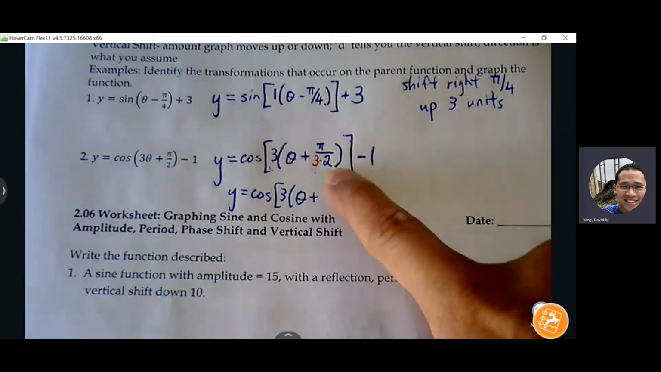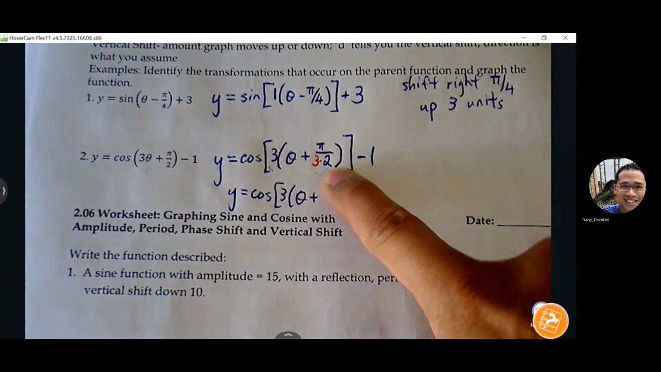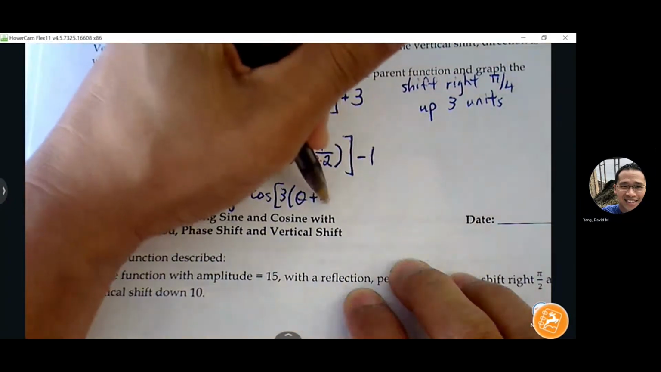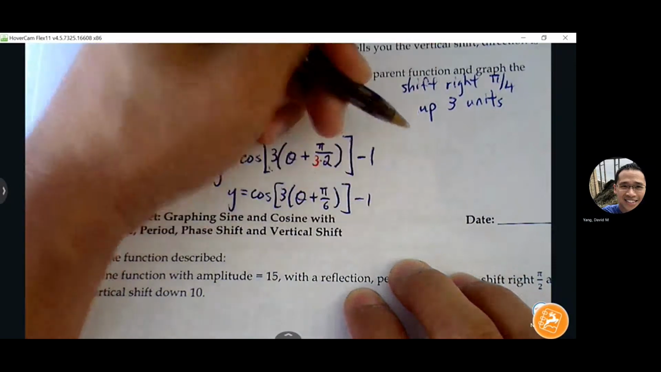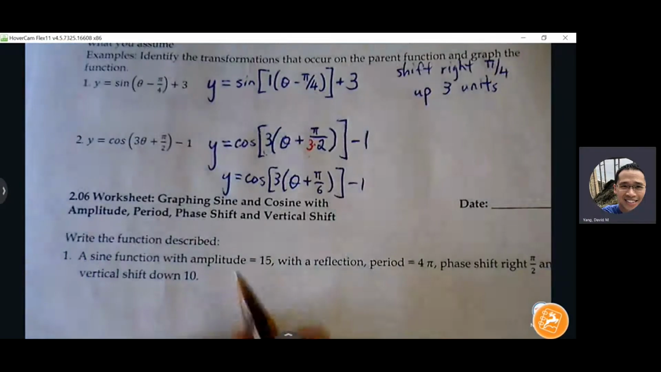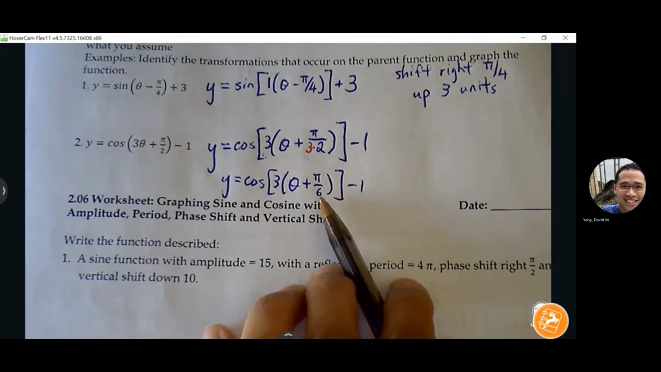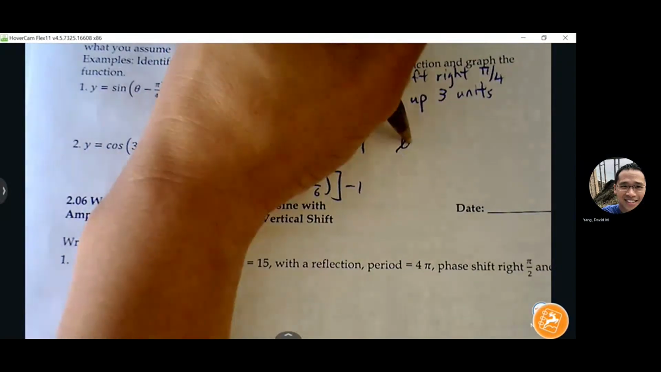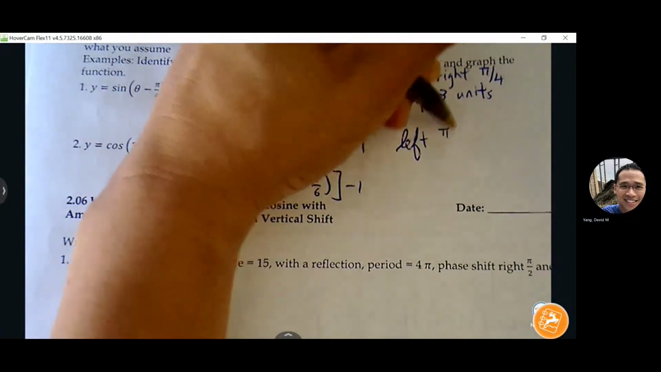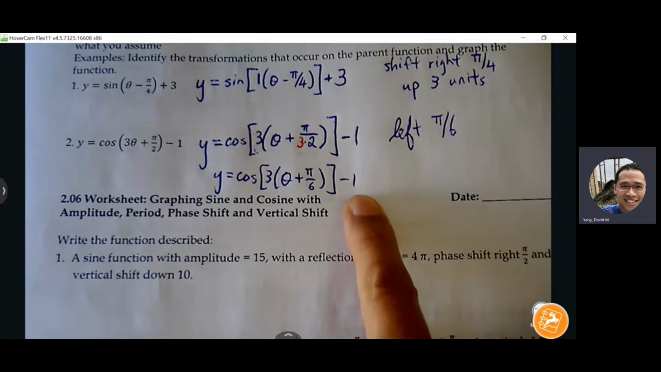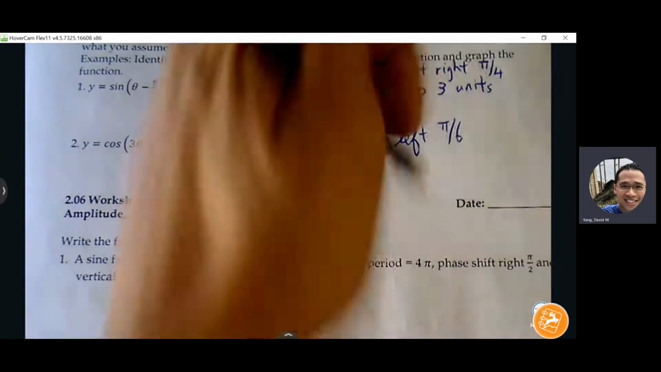What's my new C value? 5 or 6. Okay, so now we can list out our transformations, right? What is that 5 or 6 going to do to our cosine graph? Left. And what is this minus 1 going to do? Down 1 unit. Yeah.